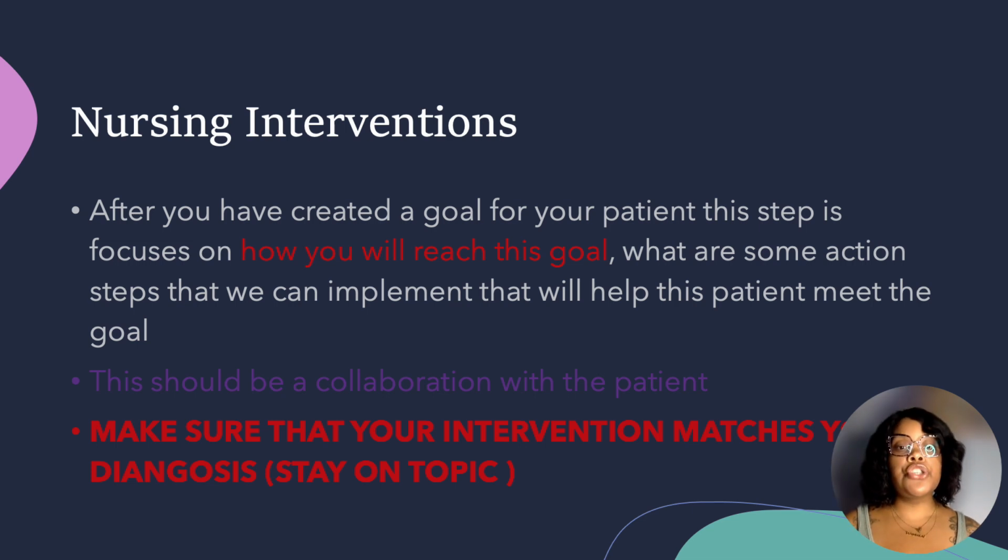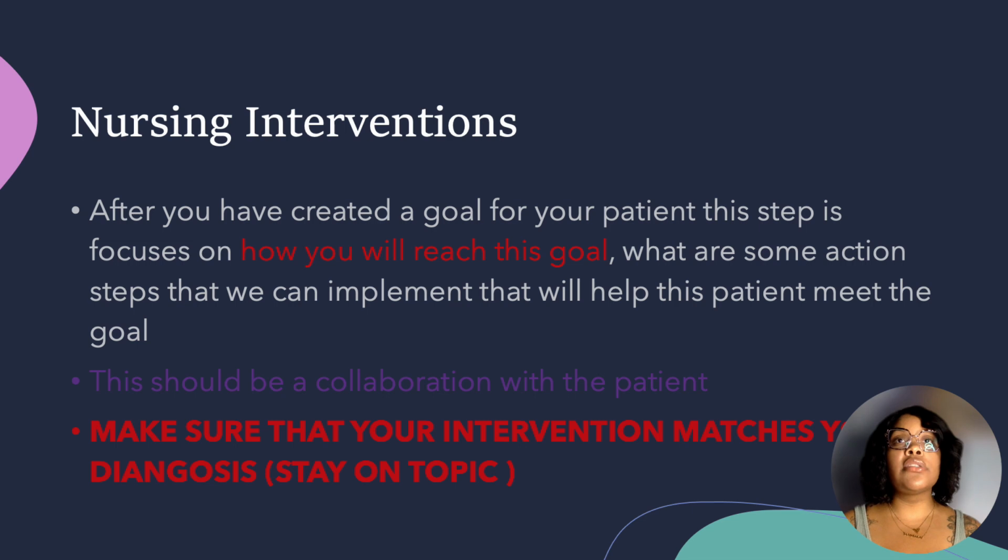Stay on topic. So if our goal is for the patient not to have any signs of aspiration during our clinical shift, one of our interventions could be patient will remain in high Fowler's position while they are eating. All right. Patient will eat on the approved diet by the speech therapist. So you want to just come up with some interventions that will help you meet your goals.